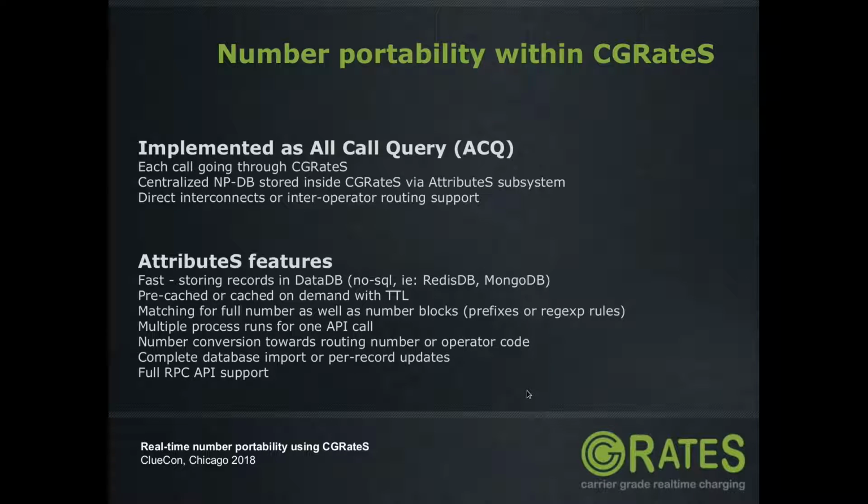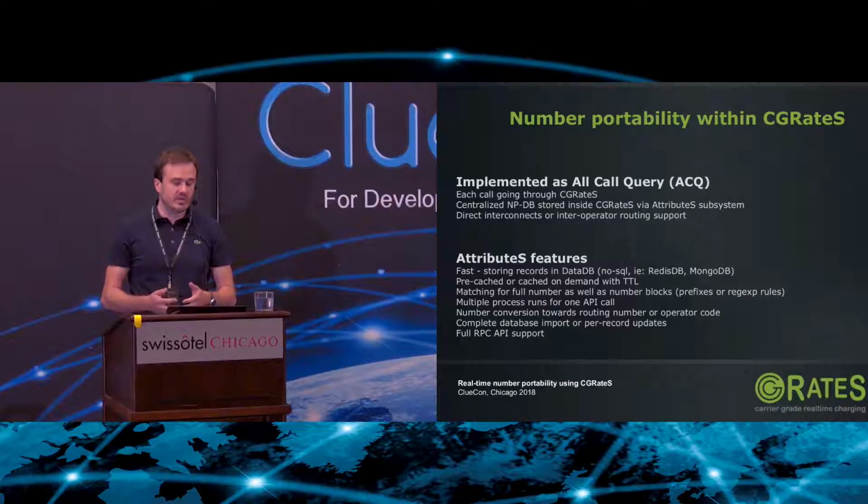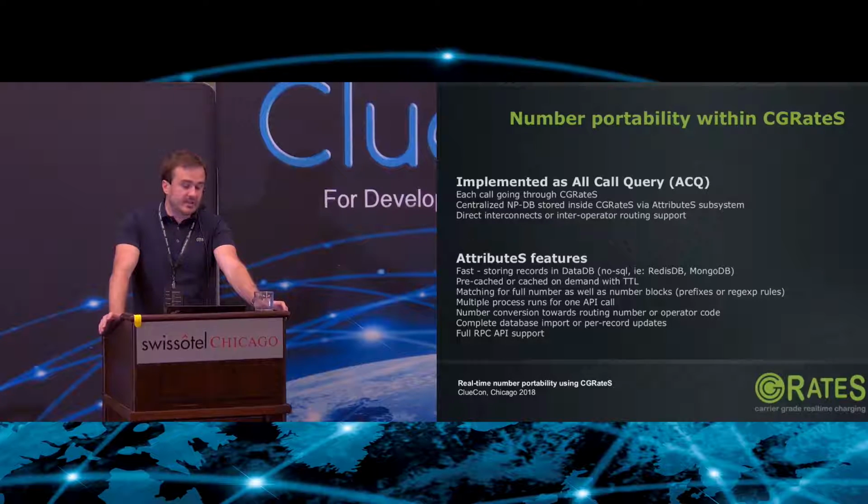Regarding number portability, we implemented what people call all-call query. So each call will be going through CGRateS, doing queries in CGRateS. We will be having a centralized number portability database stored inside CGRateS, and we do that via the attributes subsystem.